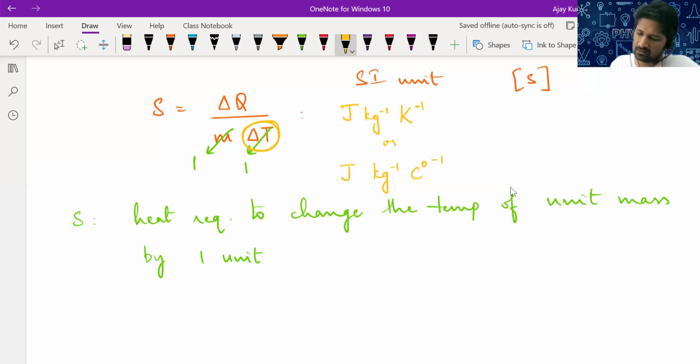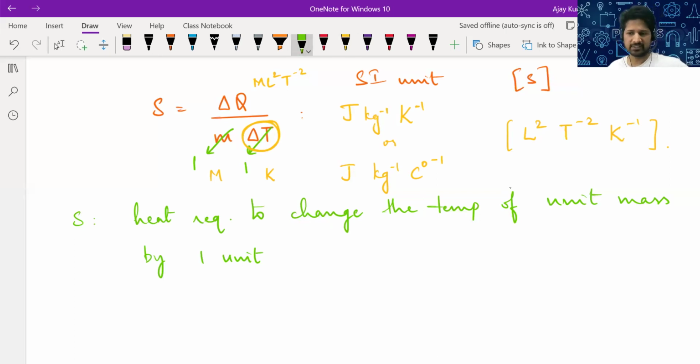And dimensional formula, energy is ML squared T power minus 2, divided by mass, and delta T is temperature change in Kelvin. Mass gets cancelled. So, okay. The ones who gave dimensional formula L squared T power minus 3, you took T as time. No, T is temperature. So M will get cancelled. L squared T power minus 2 K power minus 1. Okay, fine. So understand that specific heat is the heat needed to change the temperature of 1 unit mass of a material by 1 unit change in temperature. By 1 unit. Okay.